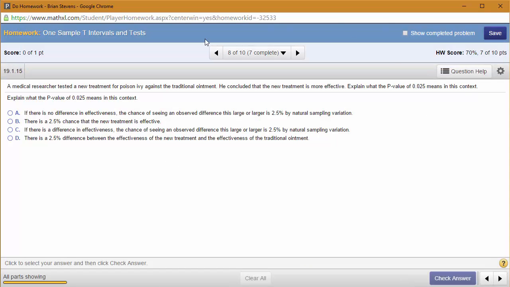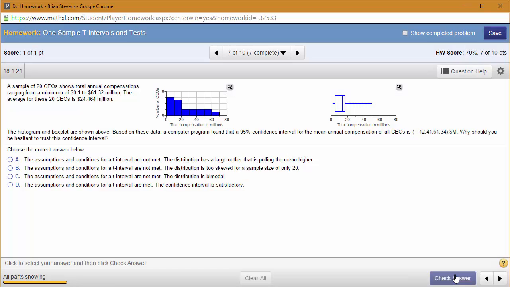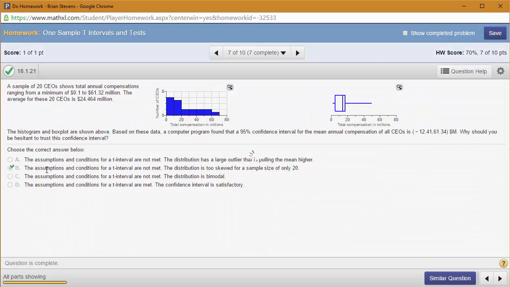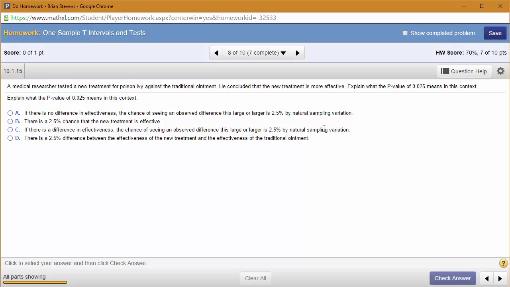I think some other versions of this problem might show you some bimodal data. See here, a similar question. Ooh, look at that skew. That is skewed. And it's only 20 CEOs. So this is very skewed, and this is too small of a sample size for only 20. The distribution is too skewed for a sample size of only 20. We would only want a little bit of skew. So kind of some good concepts there.